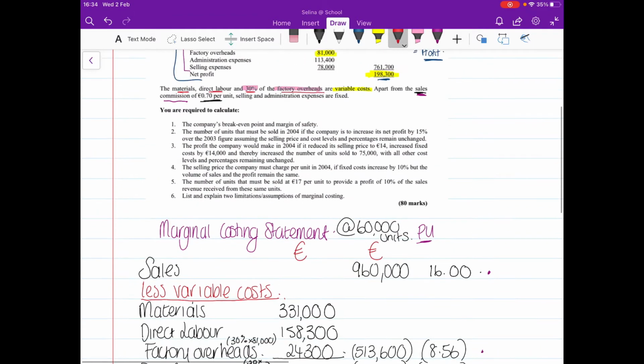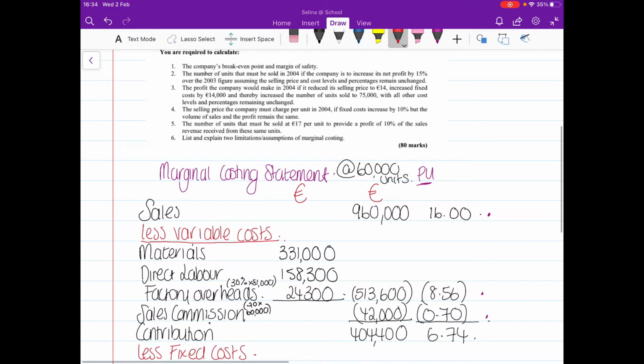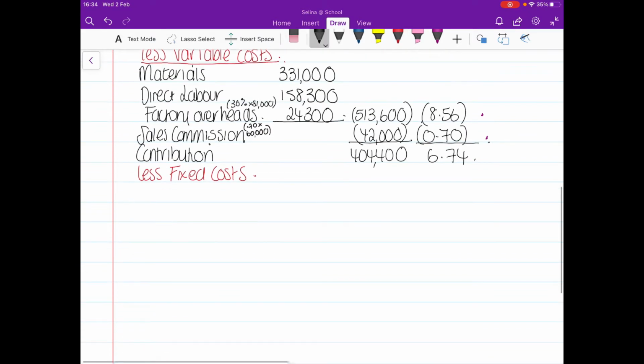And our fixed costs are, starting off with the factory overheads. 30% of those factory overheads were variable, so the other 70% are fixed. Okay, so I'm going to start off with those ones. Factory overheads. So you'll have factory overheads in both.